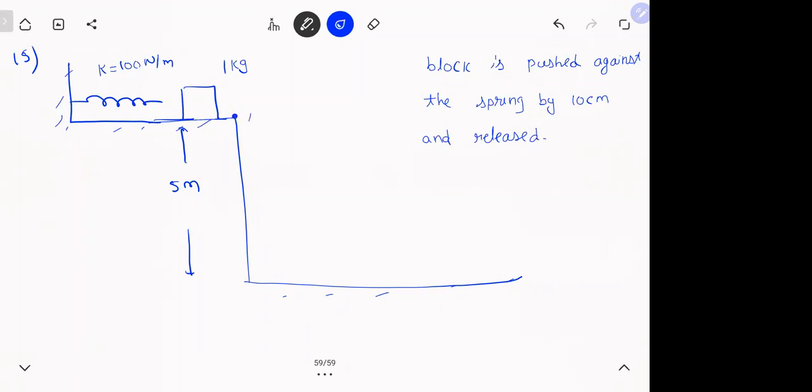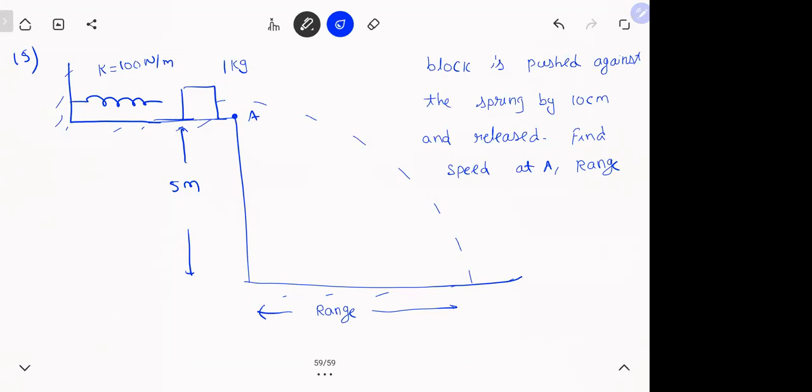So let's call this point A. Find speed VA and range. So what will happen, this block from the table will come back and will fall somewhere here. It is just like your dart gun. You take the dart, put it in the gun and push it back, isn't it? And then you fire. So basically, this is what you're doing.